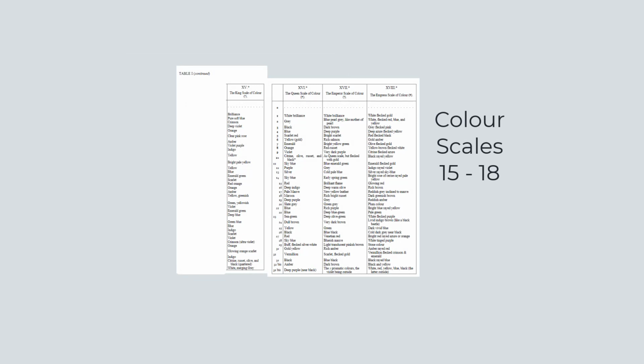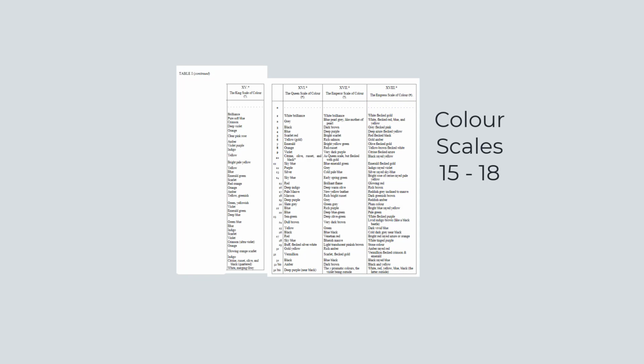Columns 15 to 18, the colour scales. Colour scales give us the appropriate colours for each tarot card. The columns relate to the Yod-He-Vav-He order on the levels of creation. The King scale is Yod, fire. The Queen scale is He, water. The Emperor scale is Vav, air. And the Empress scale is He, final, earth.